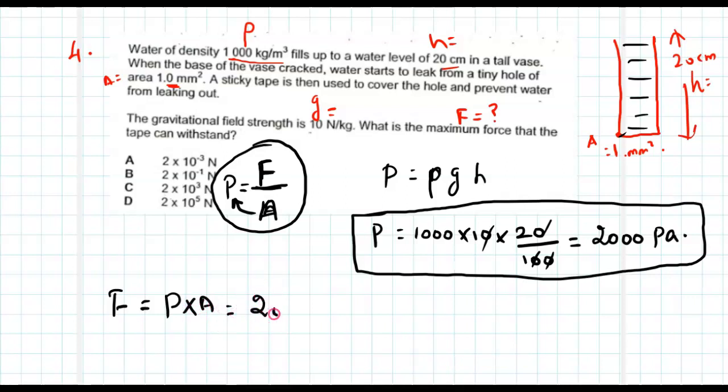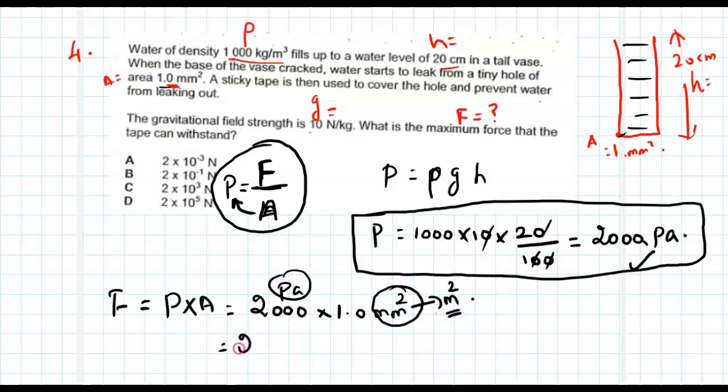What is the pressure exerted by the water? 2000 Pascal, we found it here. What is the area of the hole? The area of the hole is 1 millimeter square. Now I will teach you how to change it into meter square, because Pascal is the SI unit. So I should change millimeter square into meter square, the SI unit. How am I going to change it? Listen.